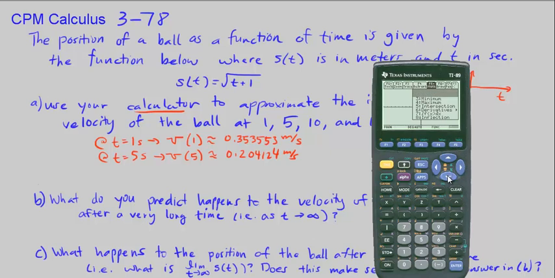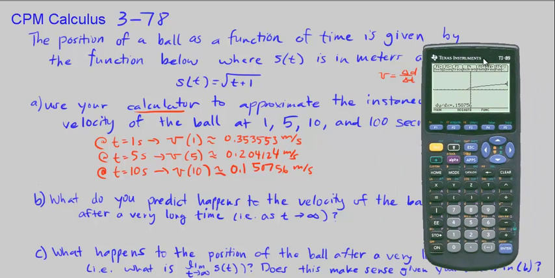Let's go ahead and get it at 10 seconds. So I'm going to F5, derivatives, dy dx, the slope function, f prime of x. It's just another way of saying it, at x is 10 now. It's going to go over to where x is 10 and tell me exactly what the slope is there. So at t equals 10 seconds, our velocity is approximately 0.150756 meters per second. So that's 1, 5, 10, and 100 seconds.